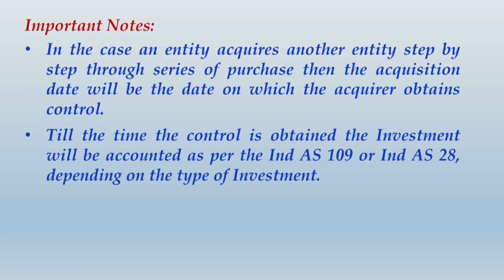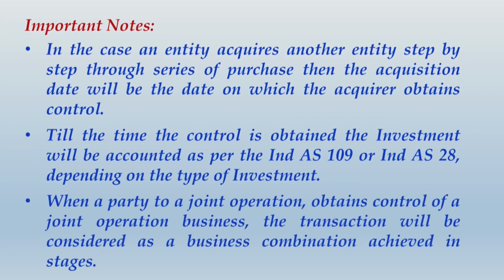Till the time the control is obtained, the investment will be accounted as per the Ind AS 109 or Ind AS 28, depending upon the type of the investment. When a party to a joint operation obtains control of a joint operation business, the transaction will be considered as a business combination achieved in stages. So friends, quickly take note of these also, and then we shall move ahead.